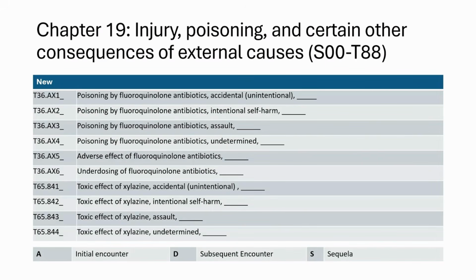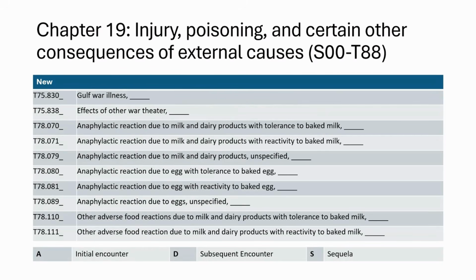new codes adding poisoning, adverse effects, and toxic exposures related to two substances: fluoroquinolone and xylazine, a veterinary sedative that has been increasingly detected in illicit drug overdoses. And we now have the toxic effect codes for that. So was it accidental, intentional self-harm, assault, or undetermined? We are adding new codes that expand how we capture war-related conditions and food-related anaphylaxis and adverse reactions.